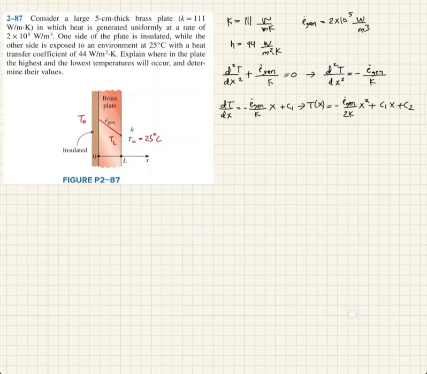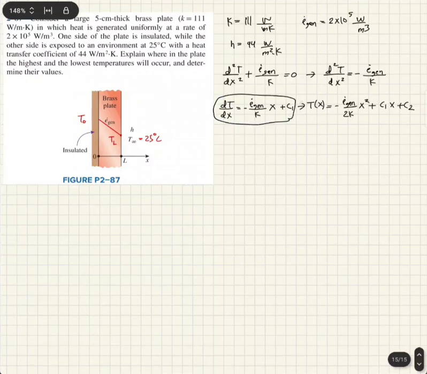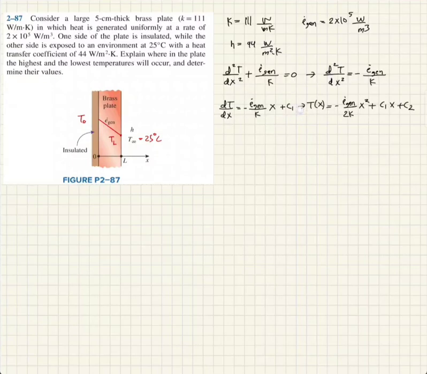Okay, so we moved this one to the other side, which became a negative, and then we integrate once so that we obtain this, right? C1 is a constant, so that's how we integrate once, and then we integrate once more to get T(x), and this is what we have for T(x). Okay, so that's our equation that defines this system.